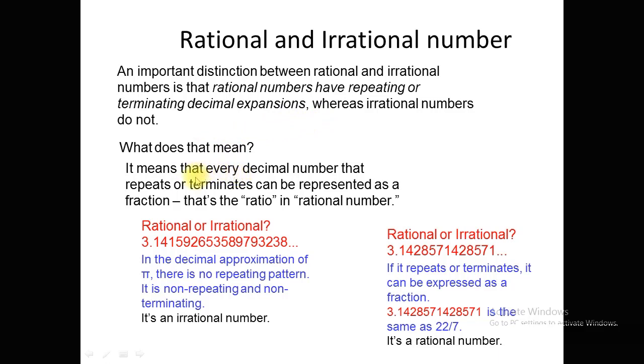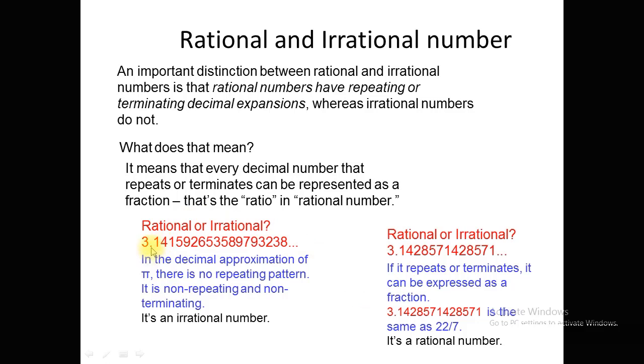A decimal number that repeats or terminates can be represented as a fraction, so that number will be a rational number. So in any number, if some digits after the decimal are repeated or terminating. Terminating means after the decimal the digits stop. So a number which repeats or terminates after the decimal can be written in fraction form, and in fraction form the number will be a rational number.